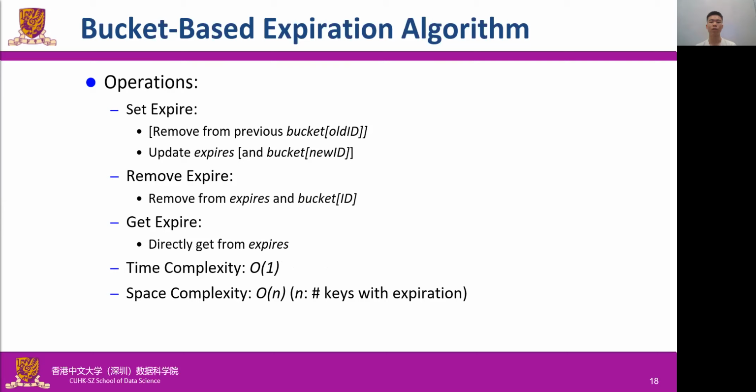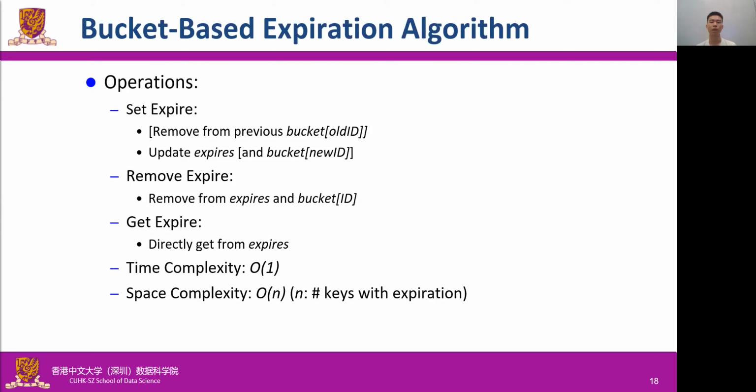Here are several operations to maintain buckets. For set expire, we first try to remove it from the previous bucket, update its record in expires, and insert it into the new bucket if no collision. For remove expire, we will remove its record from expires and its corresponding bucket. For get expire, we directly access it from expires.